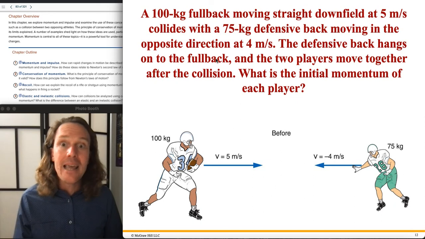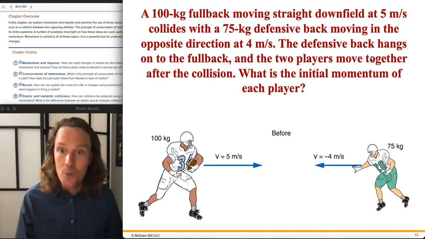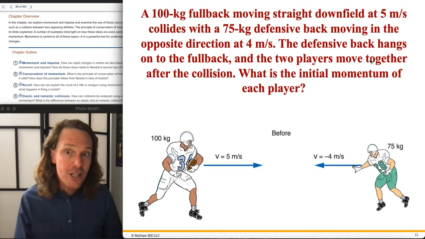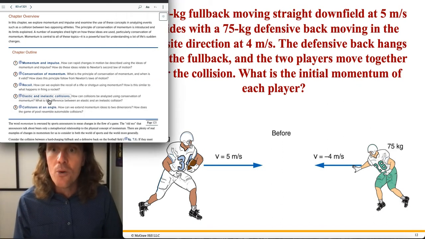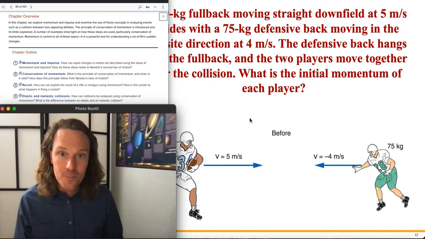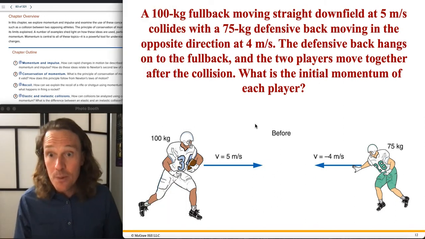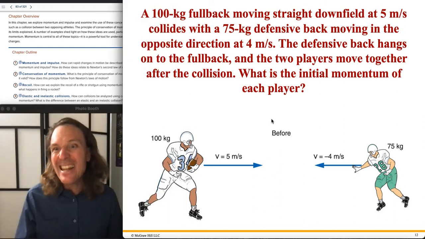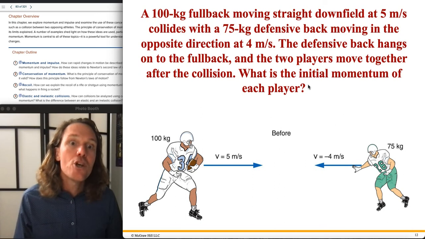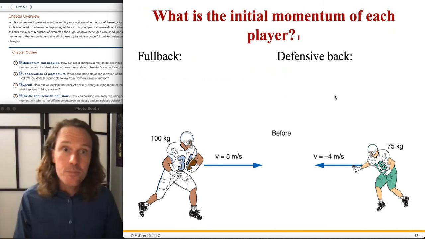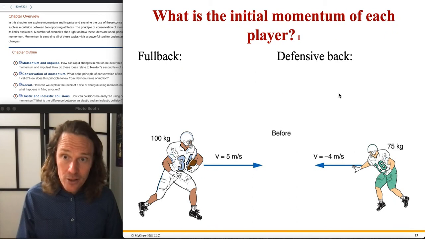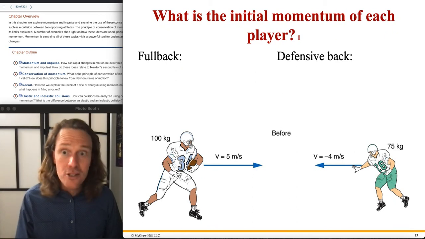The defensive back hangs on to the fullback and the two players move together after the collision. In collision terminology, and you'll see this come up in section 4, this is called an inelastic collision. We'll define that again when we get to that section. That's just any collision where they stick together. So what is the initial momentum of each player? Let's start there. Go ahead and calculate these. Great practice to do so.